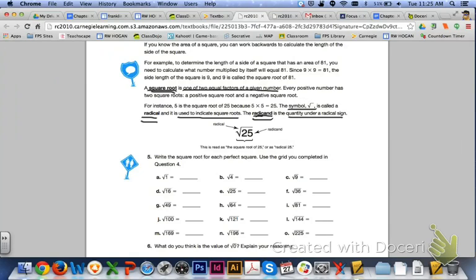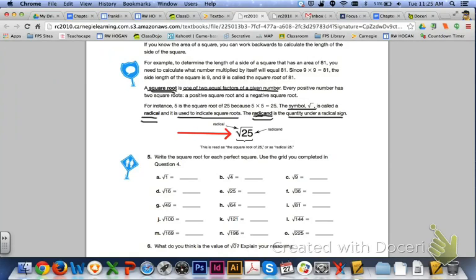A square root is one of two equal factors of a given number. Every positive number has two square roots, a positive square root and a negative square root. For instance, 5 is the square root of 25 because 5 times 5 equals 25. The symbol is called a radical and is used to indicate square roots. The radicand is the quantity under a radical sign.